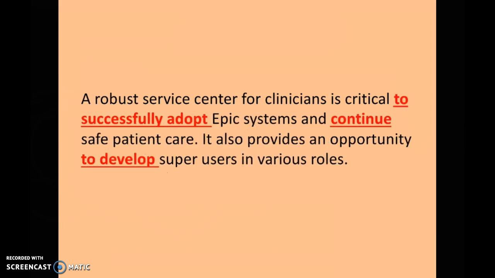So here's the revision. The robust service center for clinicians is critical to successfully adopt. And I want to make the argument here that you could probably take "successfully" out, because if you adopt something, you would hold it successful, right? Again, if that's a point you really would feel strongly about as a writer, leave the adverb in there, but you could take it out safely if you need to save some more words. So to adopt EPIC systems and continue safe patient care provides an opportunity to develop.